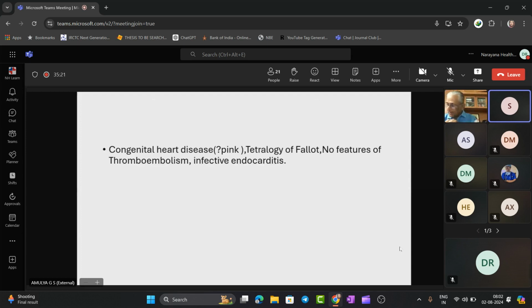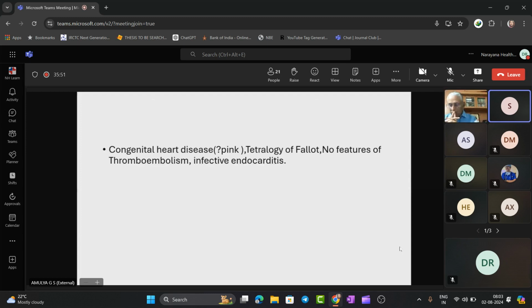Do you normally see a thrill in a tetralogy? Feel a thrill? If it is a severe RVOT obstruction, then there is no thrill. It's a soft S2, and it's almost like a silent chest, a quiet precordium. A silent chest is the norm.